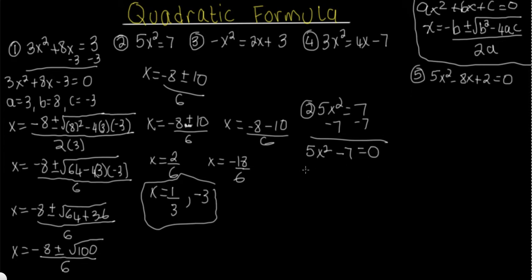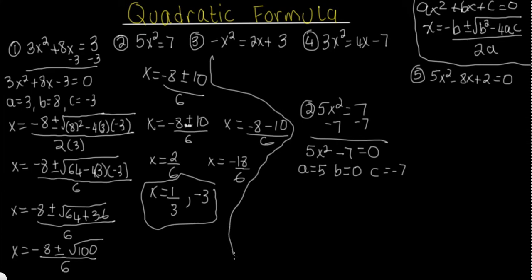Now I'm ready to write out a, b, and c. A equals 5. B equals, there is no term with the x, so you're going to say it equals 0, and then c equals negative 7. So now I'm ready to write my quadratic equation.